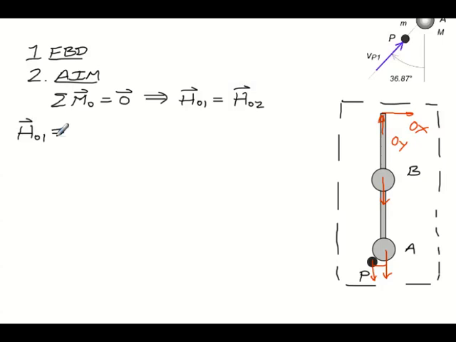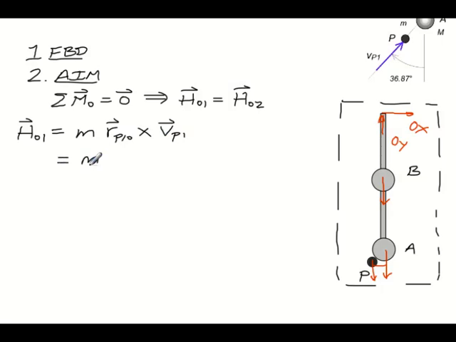Well, initially A and B are at rest, so they have no velocity. The only thing we have here is the particle P. So this is R P with respect to O. It's got to be referenced back to O. Comes the velocity of P initially.